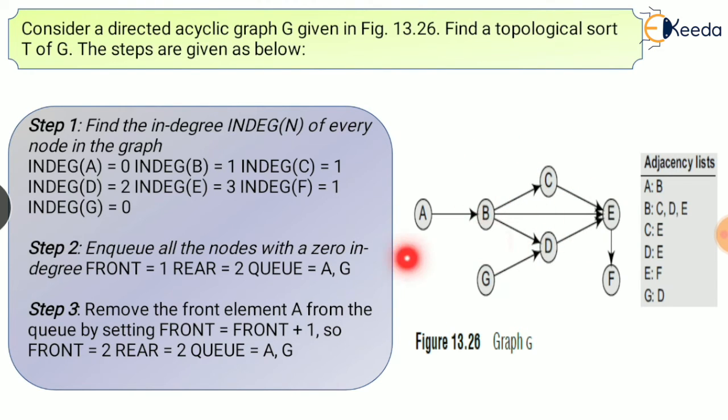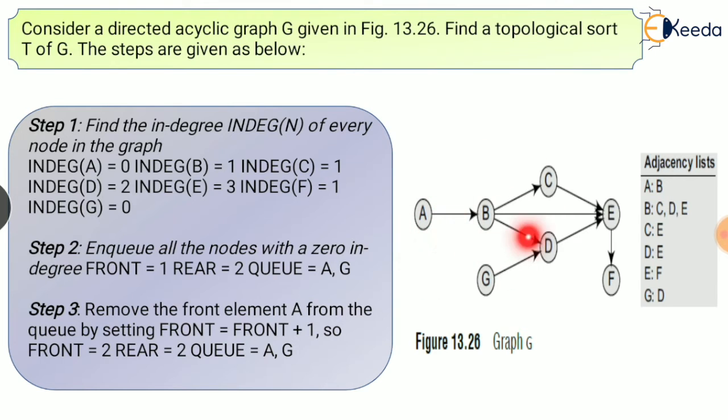Number of edges coming to that node. It is nothing but the in-degree of that node. So at the first step we calculate the in-degree of all the nodes present in this graph, that is from A to F. The in-degree of A is 0 because there is no incoming edge to A.